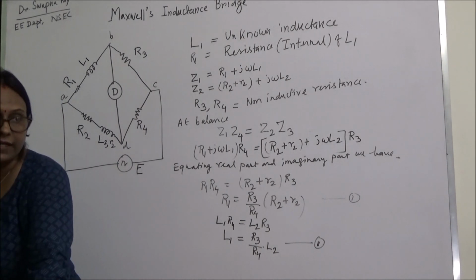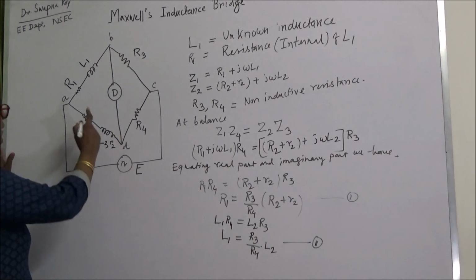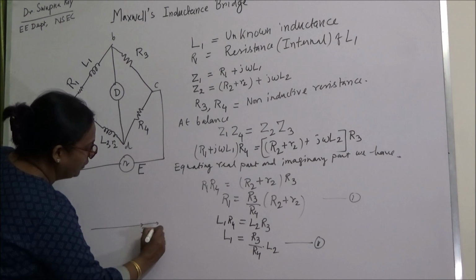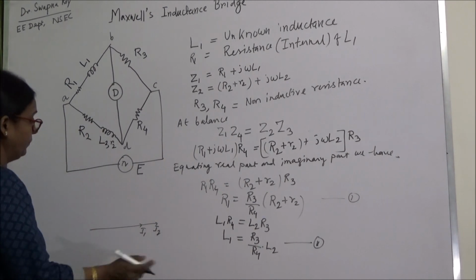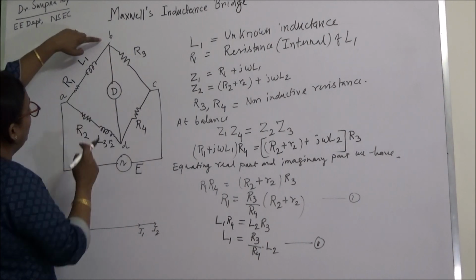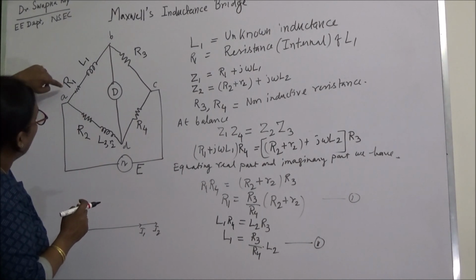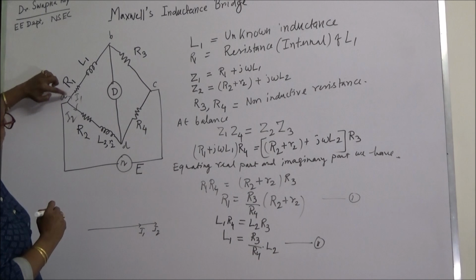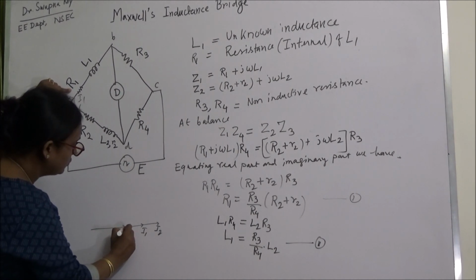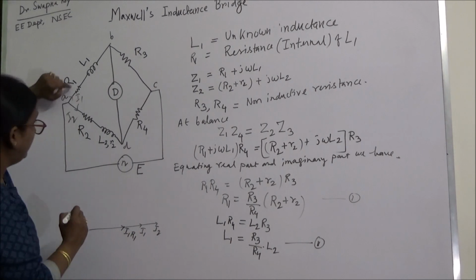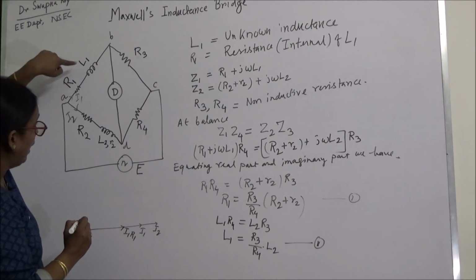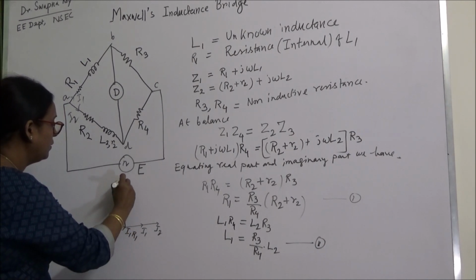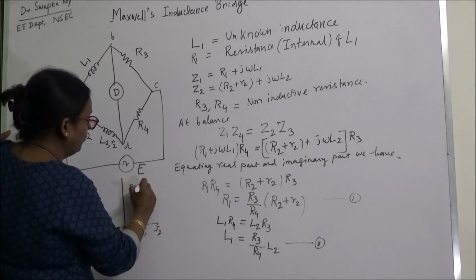Now I will draw the phasor diagram, which is very important. So how to draw the phasor diagram? We have to draw the reference line, that is the current I1, I2 in the same line. The drop in this arm is I1 R1. So this current is I1, this current is I2. So this is my I1 R1. Then inductive drop is I1 omega L1.